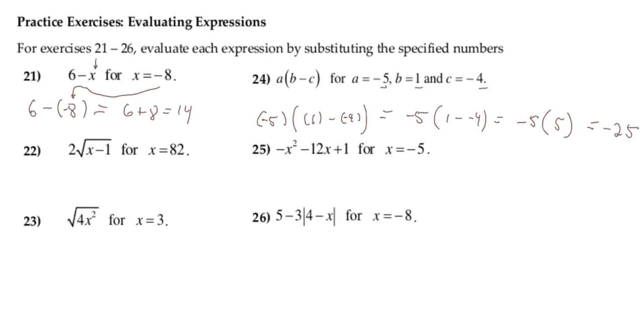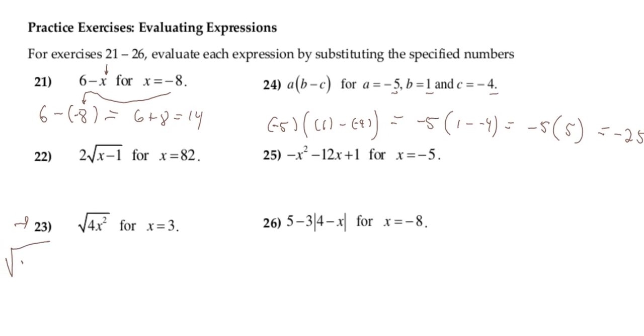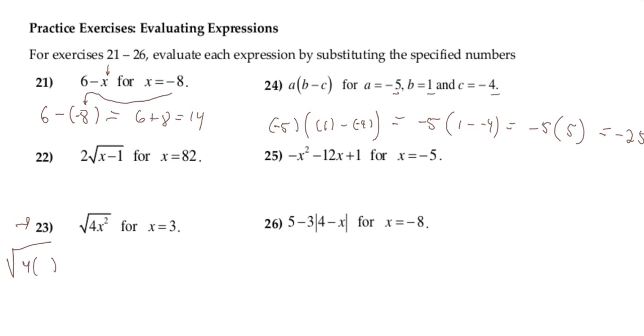If I do number 23, so I have the square root of 4 times x squared. So I replace the x with parentheses, and then I drop the 3 in. So now it looks like you have the square root of 4 times 9, right, because 3 squared is 9, which equals the square root of 36, and we know the square root of 36 is 6, okay?